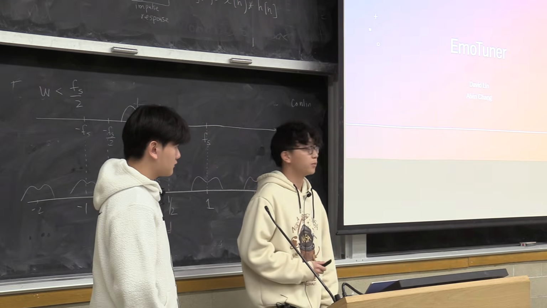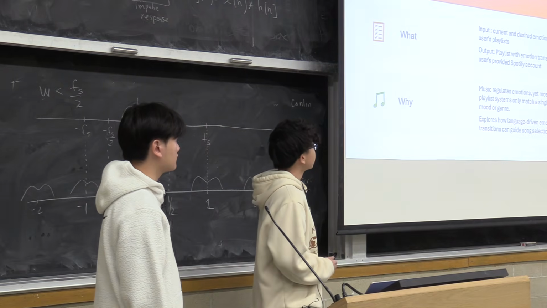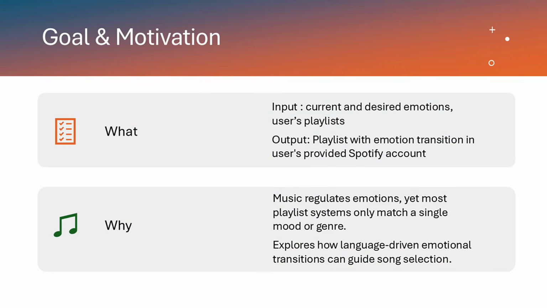Okay, so today we present EmoTuner. EmoTuner is a playlist generator that aims to transition the listener from the current emotional state to another. It takes three inputs: sentences describing users' current and desired emotions, and users' Spotify account containing playlists. EmoTuner uses these three inputs to output a playlist with emotion transitions that can guide the user from the current emotion to a target one, while preserving users' genre preferences. And this playlist is also uploaded to users' Spotify account.